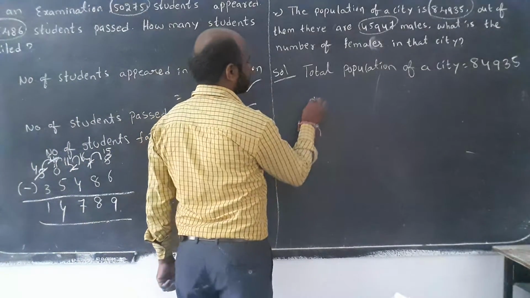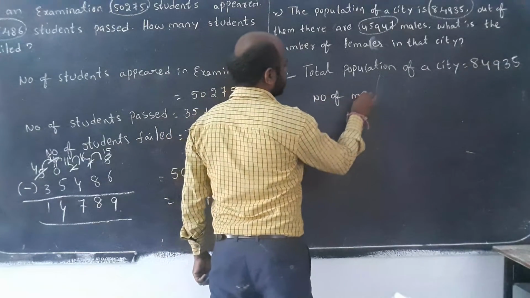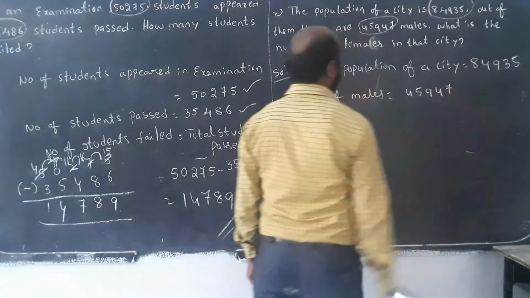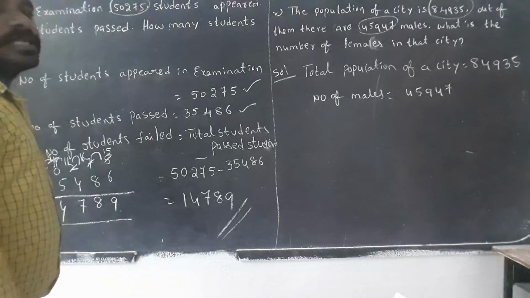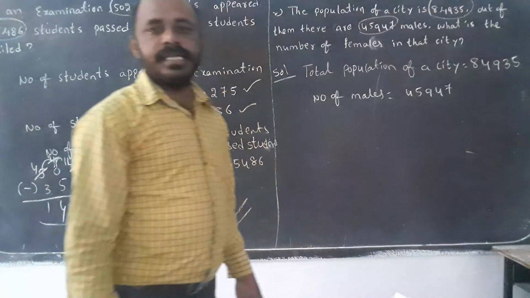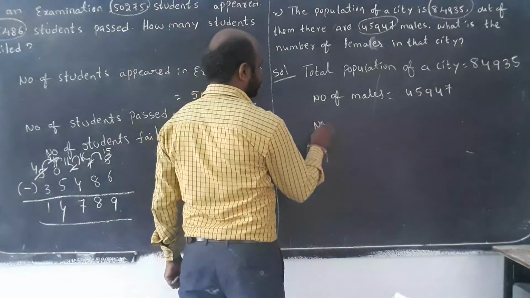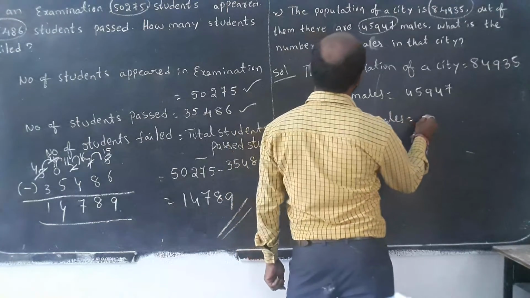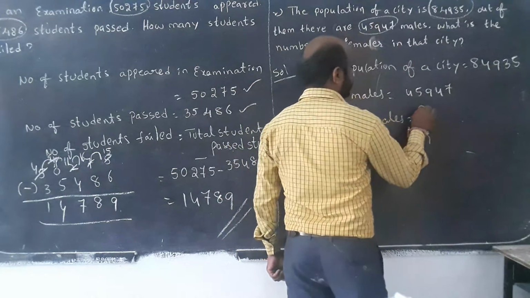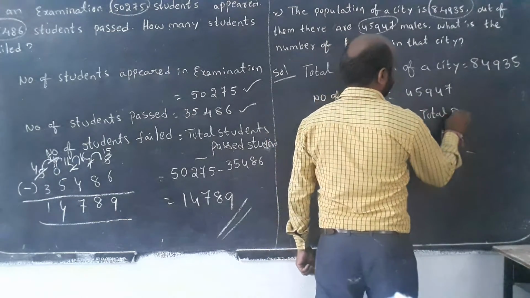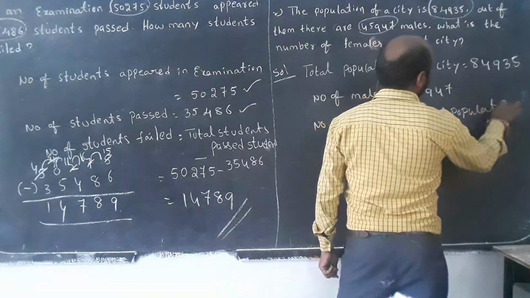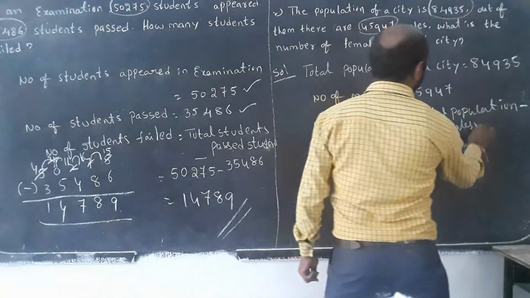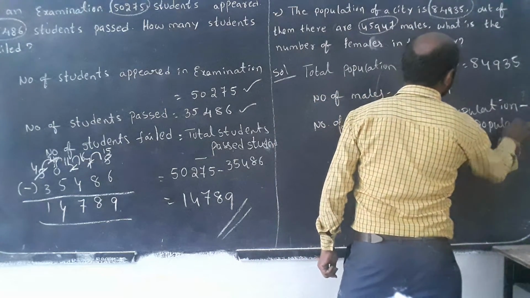The number of males is equal to 45,947. Next, what is he asking now? He is asking for females, the number of females. The number of females is equal to the total population minus the male population.